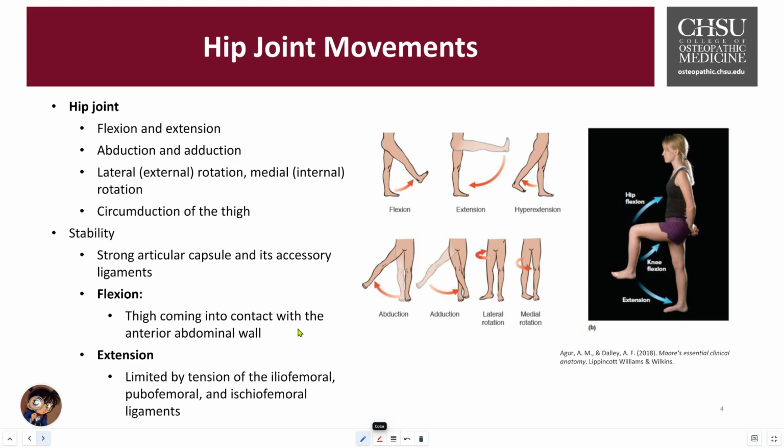Abduction refers to moving the thigh away from the body's midline, so stepping aside. Adduction is the opposite, moving the thigh back towards the midline, for example, crossing your feet. Lateral or external rotation versus medial or internal rotation are opposites. The lateral external rotation involves rotating the thigh outward away from the midline, and the internal medial rotation is towards the midline. The last one is called circumduction. Circumduction is a circular movement that combines a mixture of flexion, extension, abduction, and adduction. And the key point is the stability of this joint.